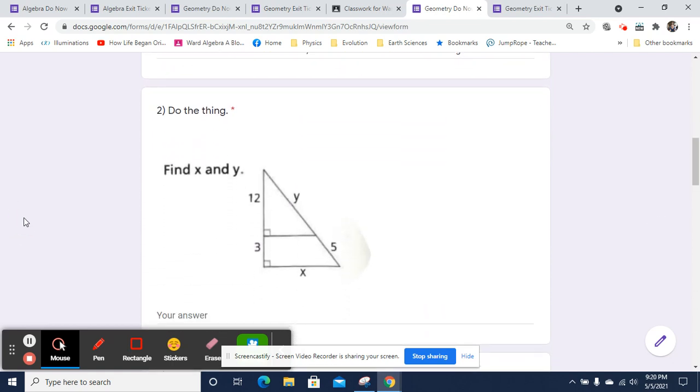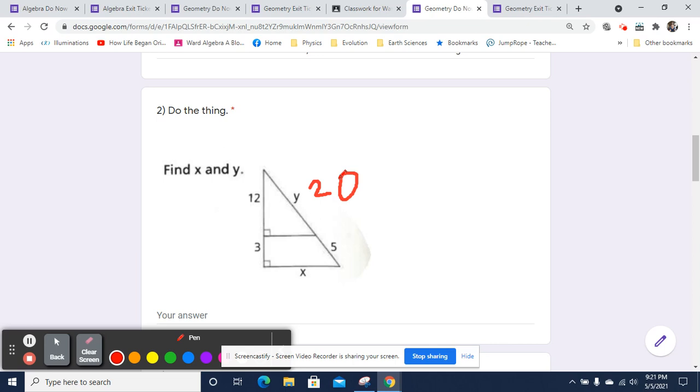All right, so find x and y. Well, this and this are parallel because this is a right angle to the same line, and that makes these two parallel lines, which tells me that we have drawn a line parallel to the base. And if we've drawn a line parallel to the base, that means that this is to this as this is to this. Well, 3 times 4 gets me 12, so 5 times 4 will get me y. So y is pretty easy to get. Y is going to be 5 times 4, so that's going to be 20.